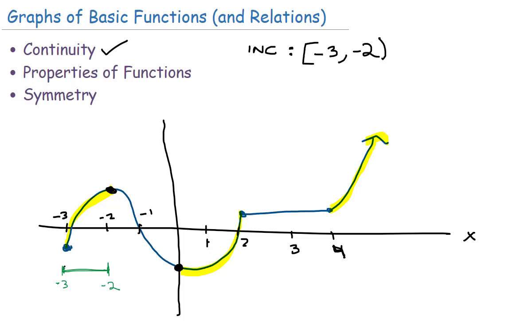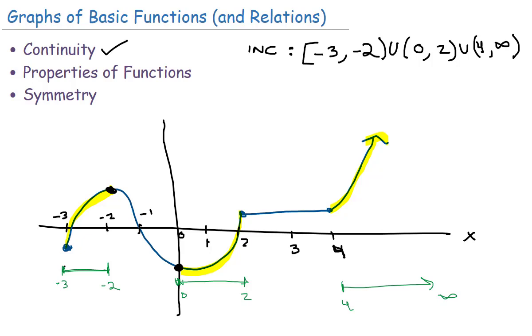And then it starts increasing again right here. Let me label this: this would be 0. So it starts increasing again at 0, and then it stops increasing at 2. So from 0 until 2, it's increasing again. And then over here to the right, it's increasing from 4 all the way toward infinity. So we would finish by saying that this goes from 4 to infinity.